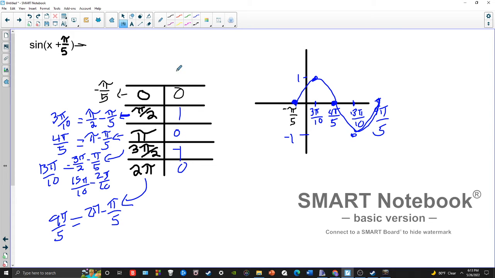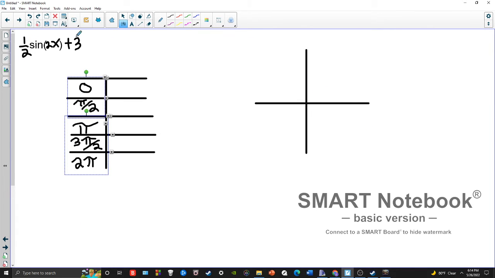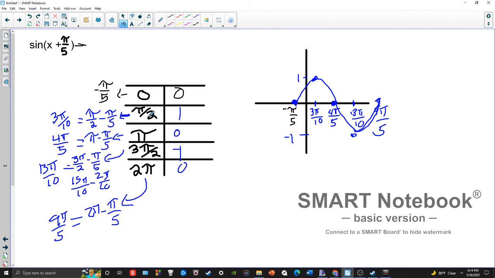So this part right here shouldn't ever change unless you have a multiplier or an addition on the outside. So something like this 1/2 and this 3 is going to change the y values. But for right now, if there's nothing on the outside, this is always going to be 0, 1, 0, negative 1, and 0, right? So the number here and the number that's going to be added or subtracted outside here, these two values, those are going to change your y's.